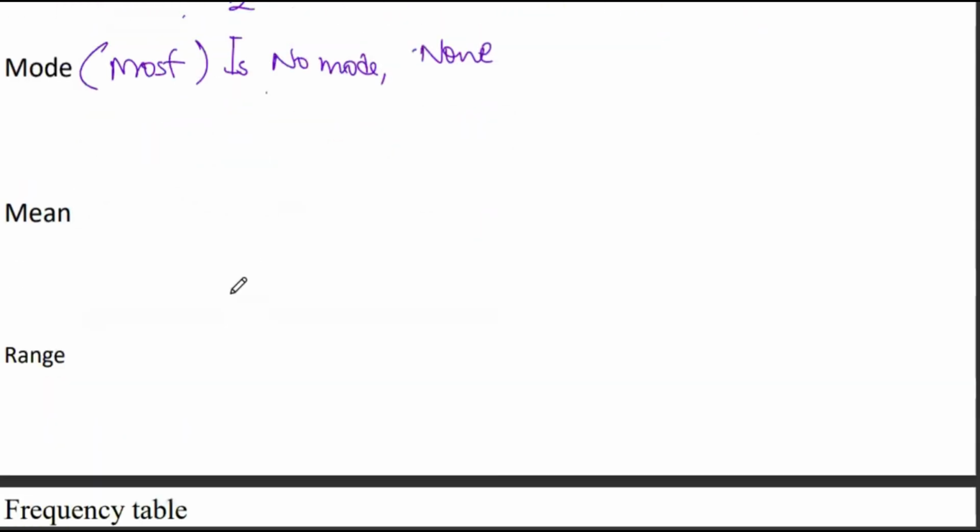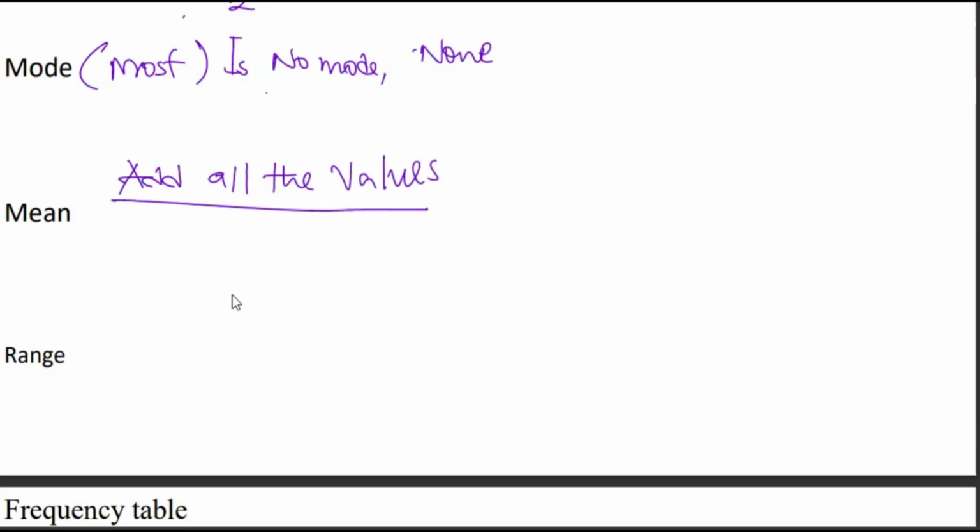Then how do we get mean? Mean, we add all the values and divide by the total number of values that we've added. If you added 7 numbers, you divide by 7. If you added 8 numbers, you divide by 8. If you added 18, you divide by 18. All right. What about range? Range is not a central tendency. This one is a measure of spread. Range, you shall always get as the highest value minus the lowest value.